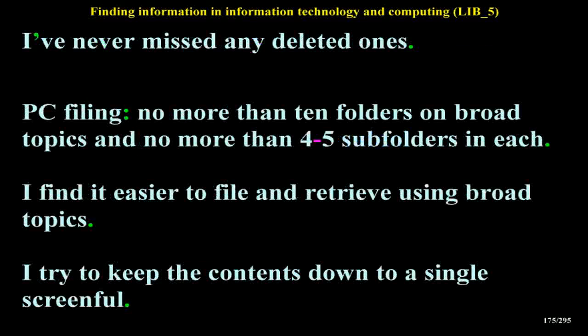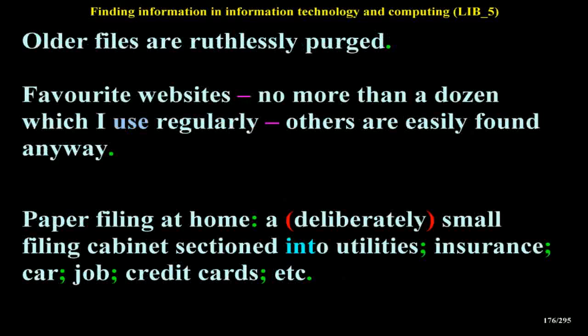PC filing: no more than 10 folders on broad topics and no more than 4-5 subfolders in each. I find it easier to file and retrieve using broad topics. I try to keep the contents down to a single screenful. Older files are ruthlessly purged. Favorite websites: no more than a dozen, which I use regularly. Others are easily found anyway.